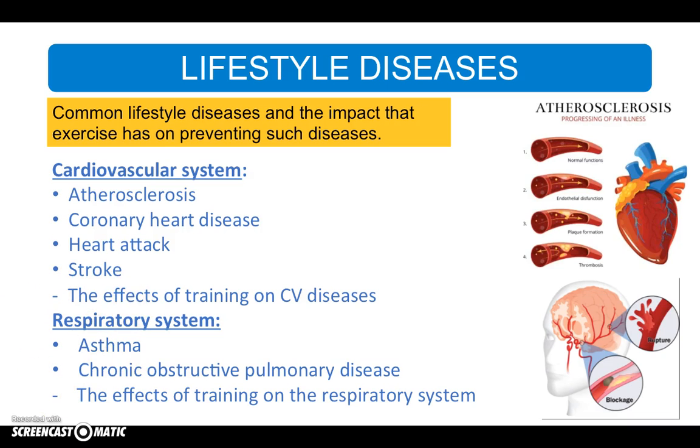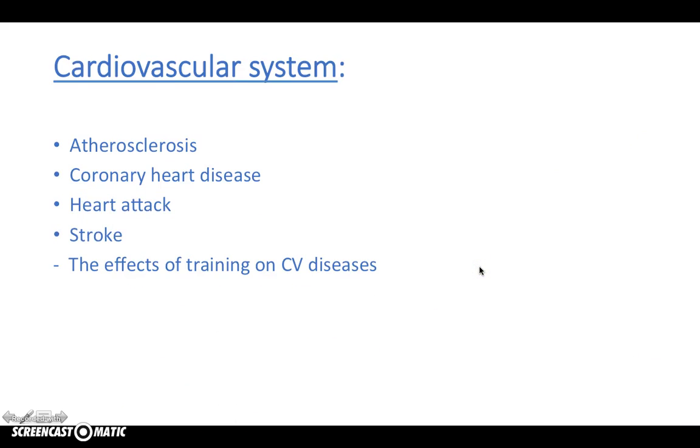The diseases we need to be aware of for the cardiovascular system are arthrosclerosis, coronary heart disease, heart attack, and stroke. We need to know the effects of training on these diseases. And for the respiratory system, we need to know about asthma and chronic obstructive pulmonary disease, also known as COPD, and the effects of training on these. First of all, the cardiovascular system is what we're looking at.